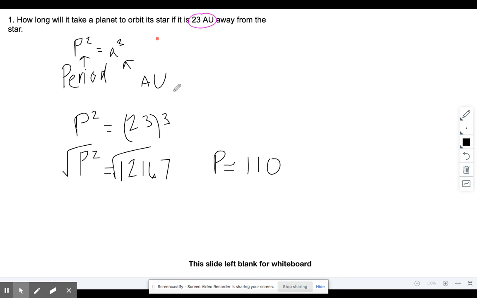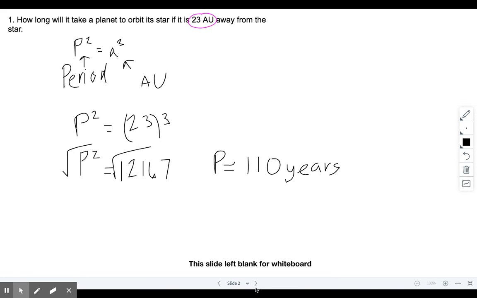Then we have to have units on it. This, remember, is how long it's going to take, and this is the period, and periods are measured in years. So it's going to take 110 years for this planet to orbit its star, not necessarily our sun. Right, let's go to the next question.